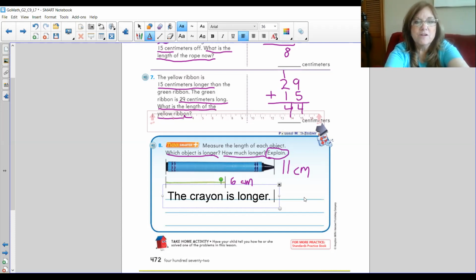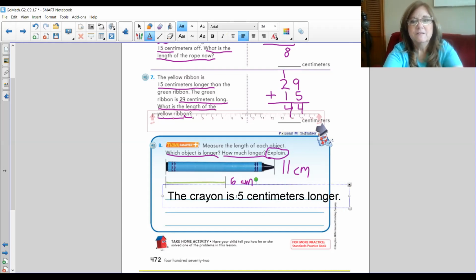The crayon is longer. Let's go back. We can answer 2 questions in one. The crayon is 5 centimeters longer. And how did we find that? Well, we'll just explain.